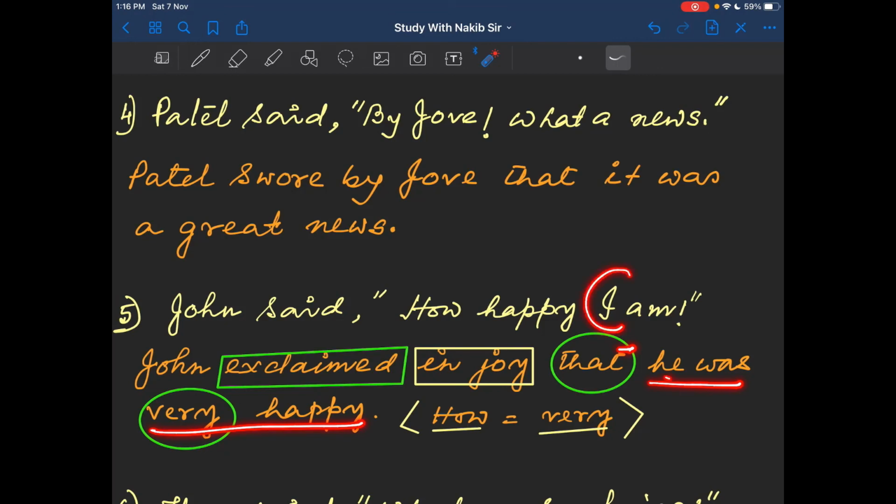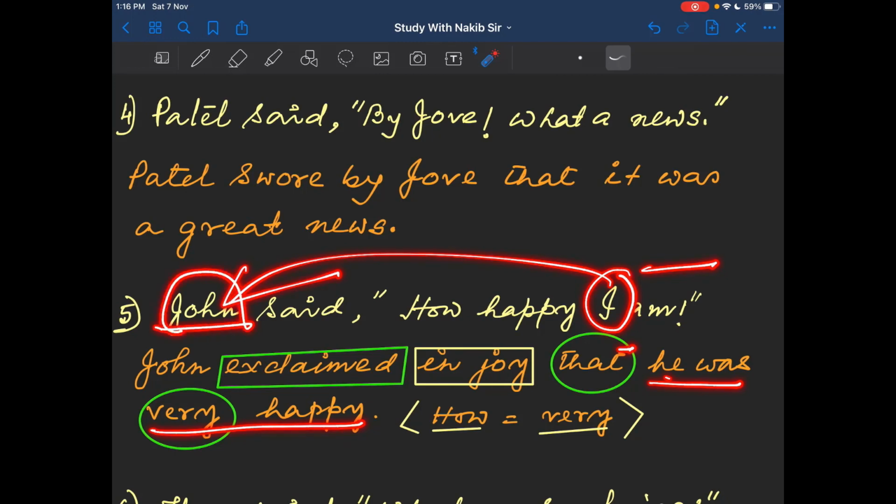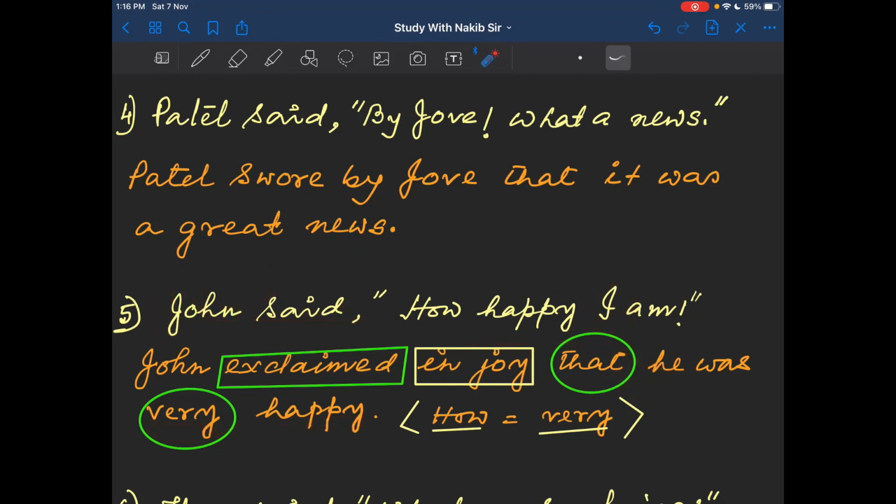I, first person pronoun, will be changed in the indirect speech according to the number and person of the subject of the reporting speech. This is the third person, so it will be changed to he. So John exclaimed in joy that he was very happy.